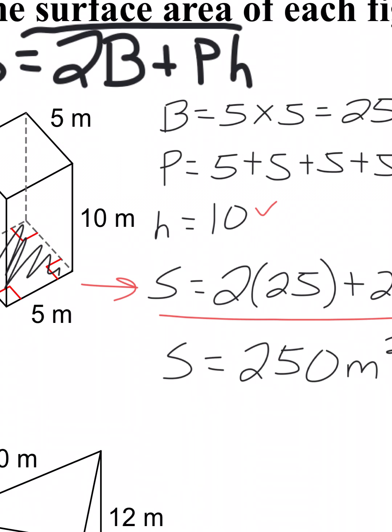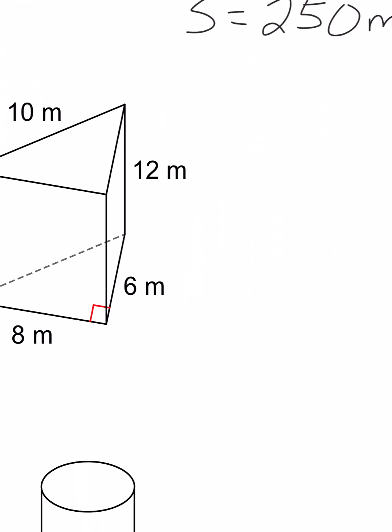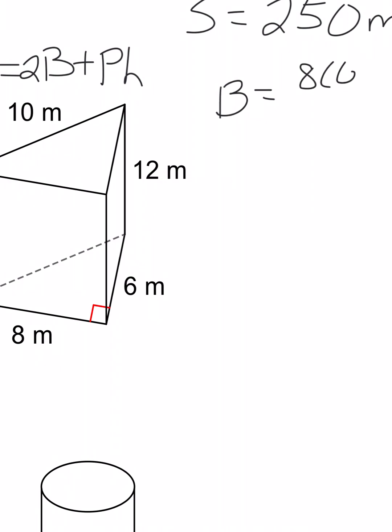Good job. Okay, looking at number 7, we got to figure out what shape it is before we can figure out what formula to use. What is it? Triangle. Triangular what? Prism. So are we using the same formula? Yes. Okay, so we're still using 2 times B plus P times H. Okay. How do I find capital B? Right, base times height divided by 2, which is 8 times 6 divided by 2, so we get 24.